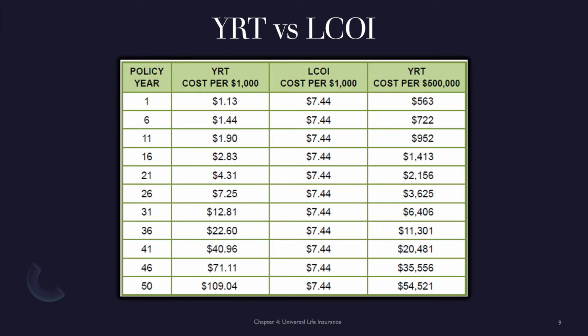So here you can see how the cost of insurance under yearly renewable term costing is much lower than the cost of insurance for the level cost of insurance in the early years. But in the later years, the level cost insurance becomes much cheaper, and this is because of the time value of money. In the early years, the mortality costs are quite low, which means that a good portion of the premium is going to the investment account, and it grows over time.